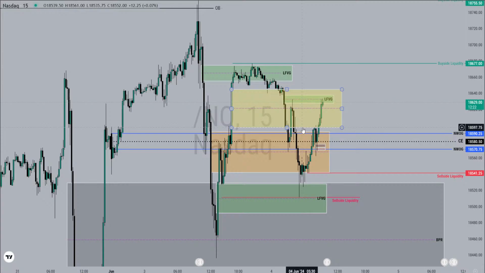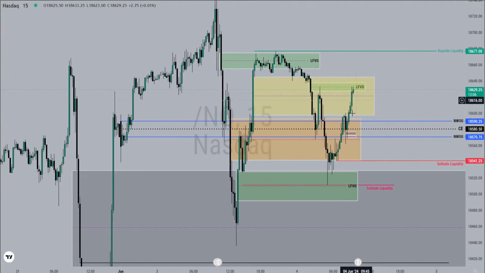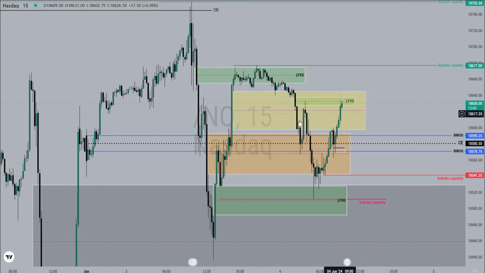Before NFP, most of the time the market made the liquidity on Wednesday and Thursday. But it is also possible that the market will make both buy side and sell side liquidity from Sunday to Thursday for NFP. And around NFP, the market will play its real game. So maybe it will make both buy side and sell side liquidity, and then you will be confused.